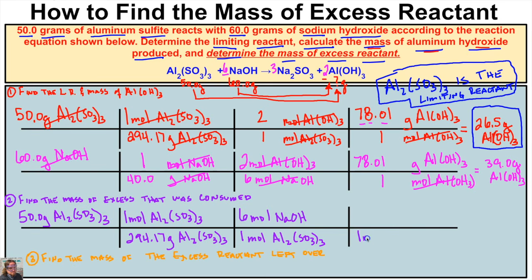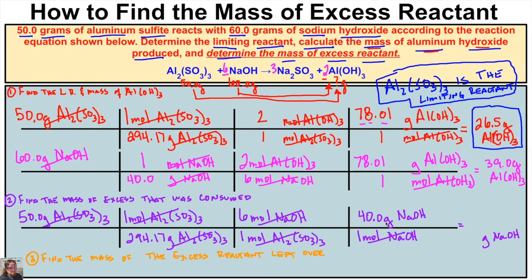We know that 1 mole of sodium hydroxide is 40.0 grams of sodium hydroxide. And so if we take a look, grams of aluminum sulfite on top and bottom are going to cancel out. Moles of aluminum sulfite on top and bottom are going to cancel out. Moles of sodium hydroxide on top and bottom are going to cancel out. And that's going to leave us with the grams of sodium hydroxide that was consumed, or the grams of the excess reactant that was consumed during this chemical reaction.